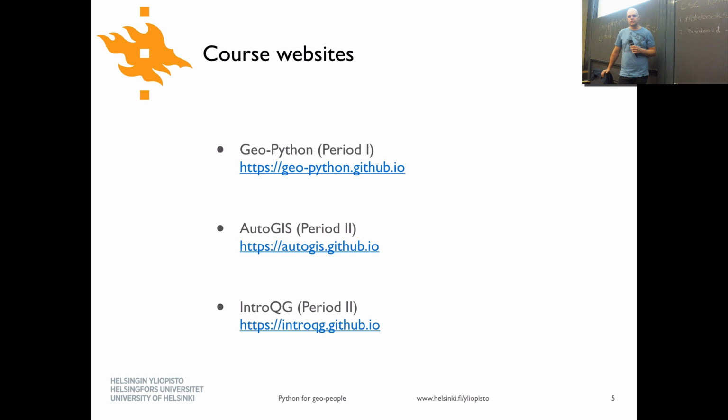This is also a useful slide because these are the websites for the course. We don't do anything in Moodle for this course. We don't post any other course materials in any of the university systems. We do our own thing here. So geopython.github.io will be the course website for the first period, and basically everything you need for the course will be either on that page or linked from that page. So when in doubt, go there and look, and then contact us if you're confused about something. For period 2, we will have separate websites.